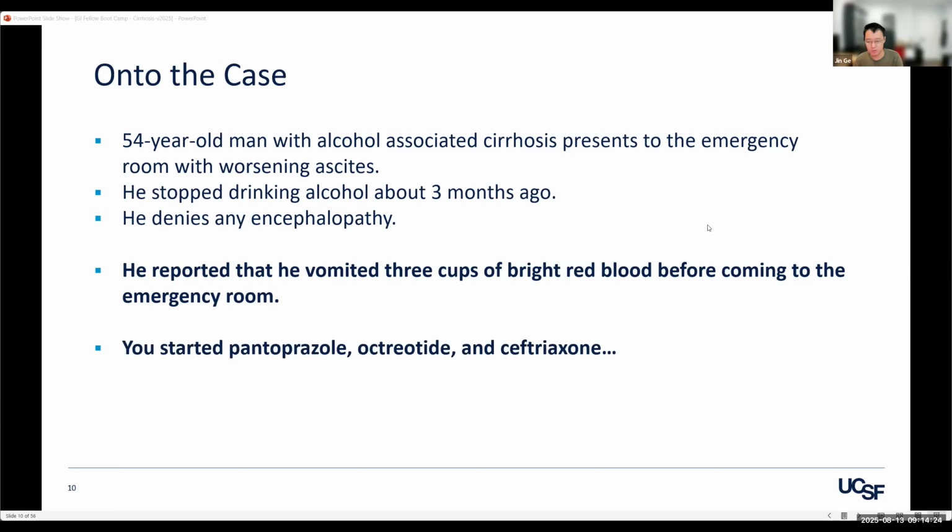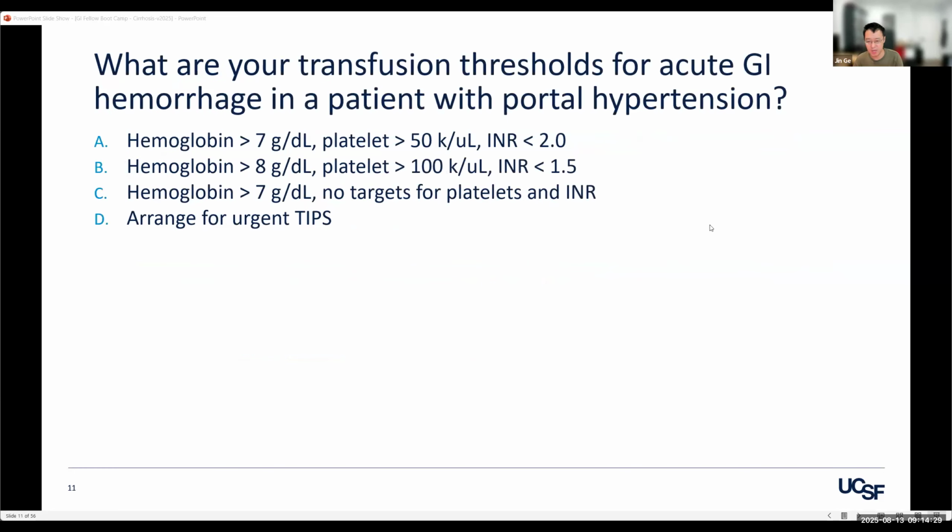You do the things you do in residency. You start the pantoprazole, you start the octreotide, you start the ceftriaxone, and then I guess the medicine team calls you and asks you, what are your thresholds for transfusing this patient with portal hypertension? So Karina and Vincent over at Team ZSFG, it's your turn.